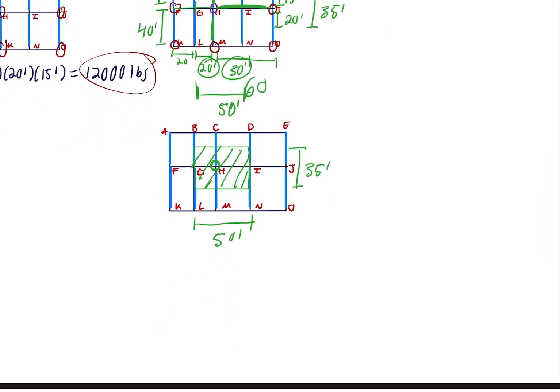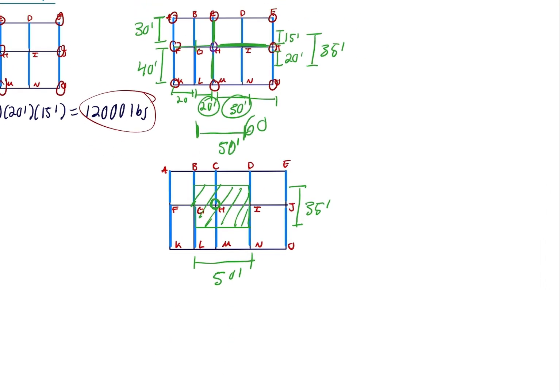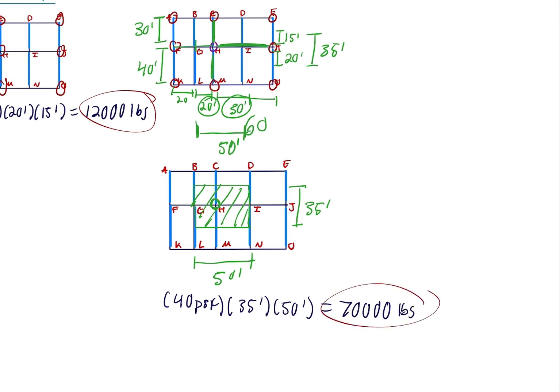So then we will calculate the load. We multiply the 40 pounds per square foot, and then we multiply by 35 feet, and then we multiply by 50 feet. We get a total of 70,000 pounds. And this will be the answer for column H.